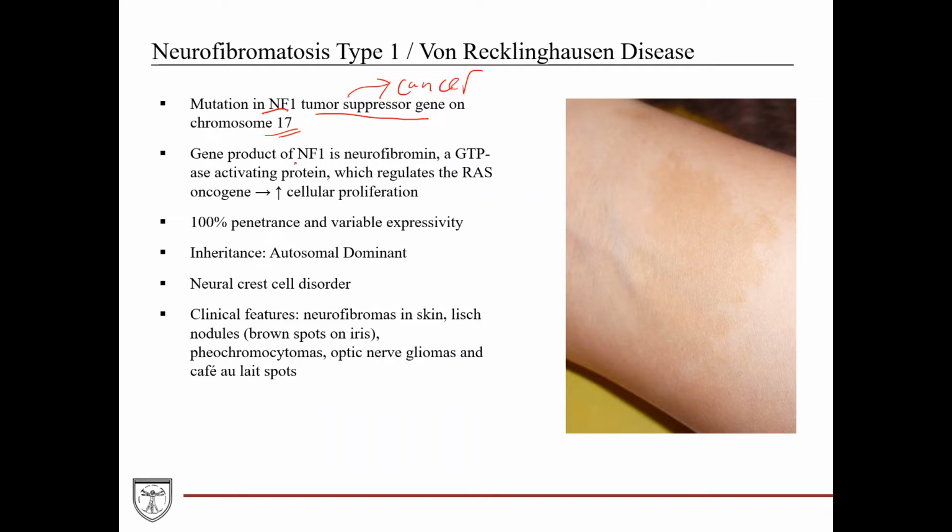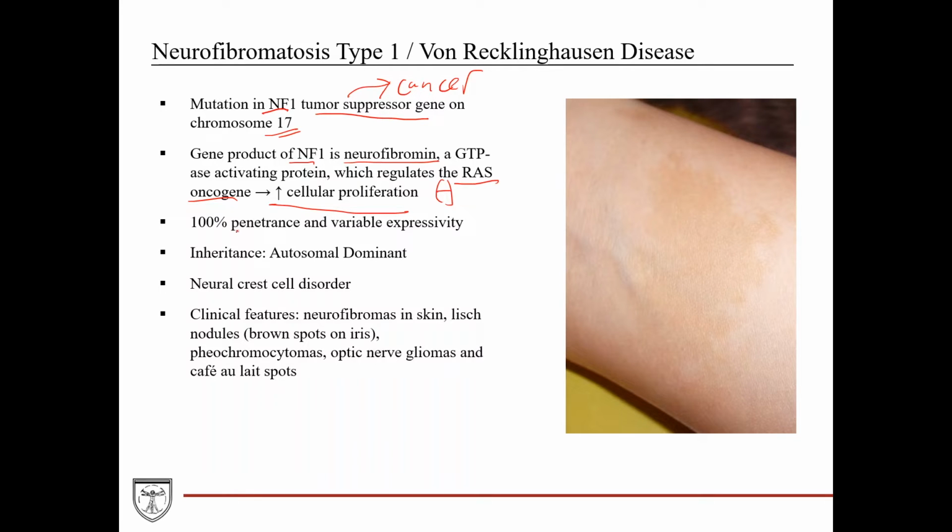So the gene product of NF1 is called neurofibromin, which is a GTPase activating protein, which regulates the RAS oncogene and the RAS signaling pathway, which is involved in cellular proliferation. And it's actually a negative regulator of RAS. So if you lose neurofibromin, the RAS pathway can then continue on unregulated, and that results in increased cellular proliferation, and that again results in cancer.